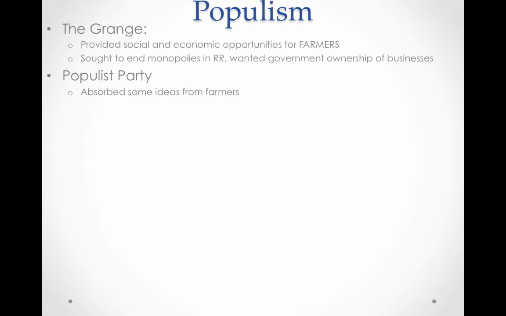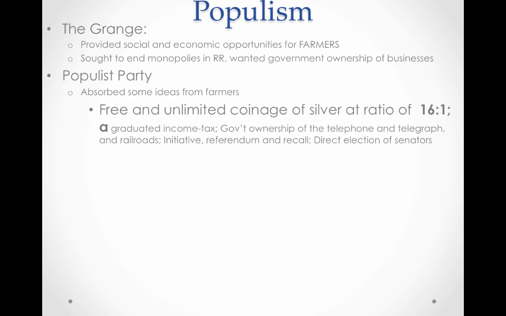The Populist Party becomes a popular third party during this time, and they absorbed some of the ideas from farmers and the Grange. So some of their ideas are the free and unlimited coinage of silver at a ratio of 16-1, a graduated income tax, which means the more money you make, the more you pay in taxes. They wanted government ownership of the telephone and telegraph and railroads, and most importantly, these last two things. They want the initiative, referendum, and recall, and the direct election of senators.